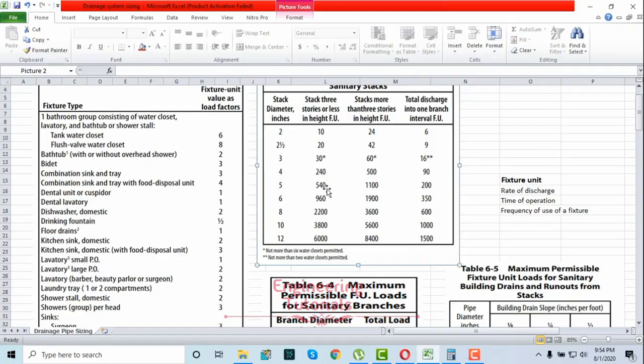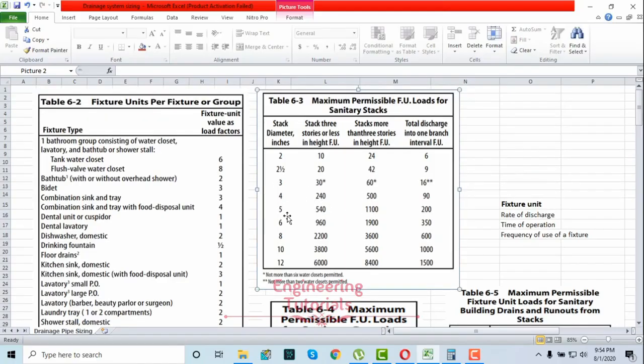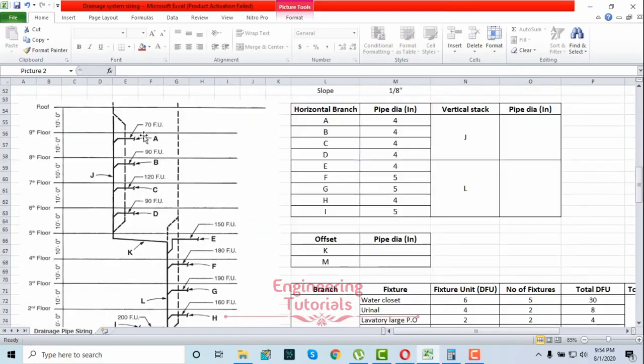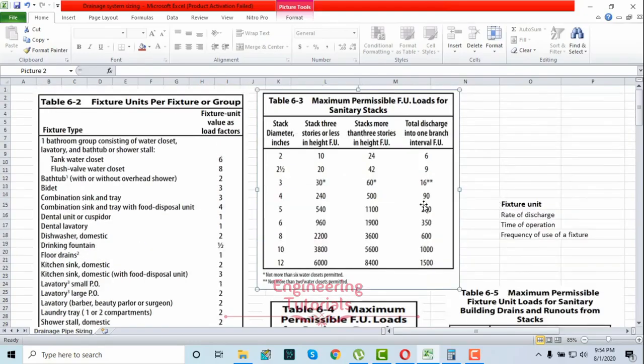So we need to increase the pipe size from 4 to 5 inches. If you select this 5-inch pipe size, you can see in the last column the total discharge in one branch interval is 200 fixture units. Since 200 fixture units is the maximum in each branch interval, and if you see over here, we have all branch intervals less than 200, that is 70, 90, 120 and 90. So our condition is satisfied, and we can select this 5-inch pipe size for this vertical stack J.